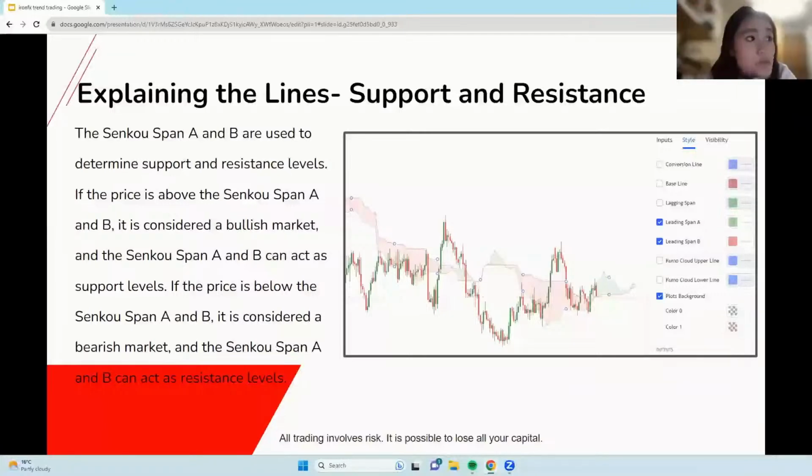Okay, so the first use of Ichimoku was to identify trends, and the second use is as support and resistance.